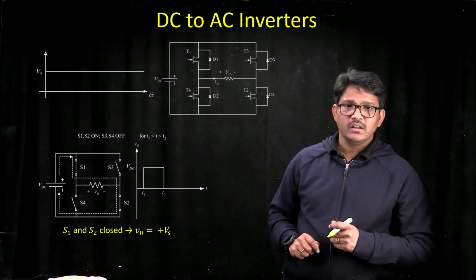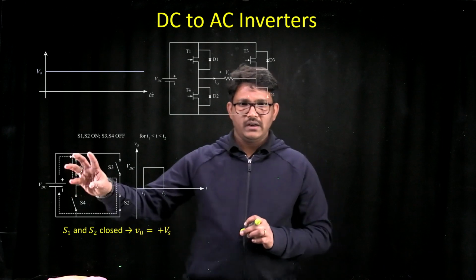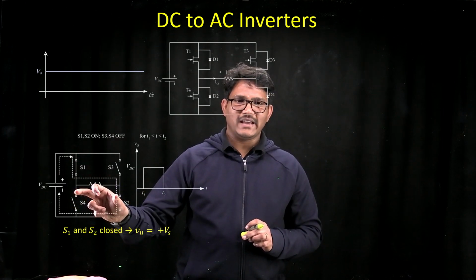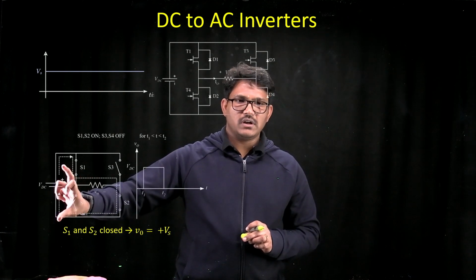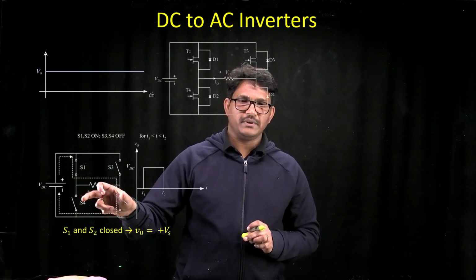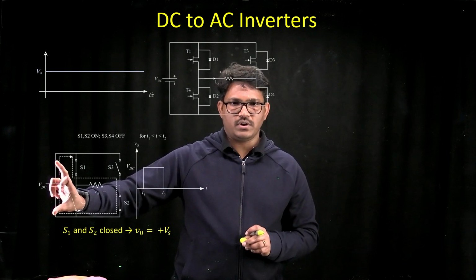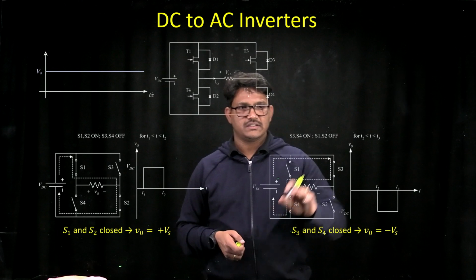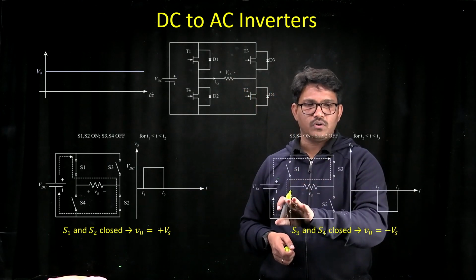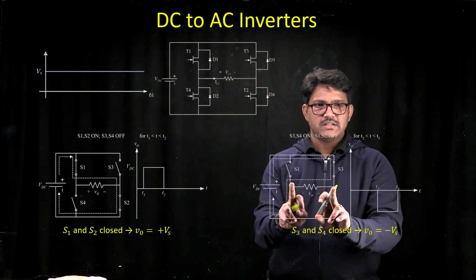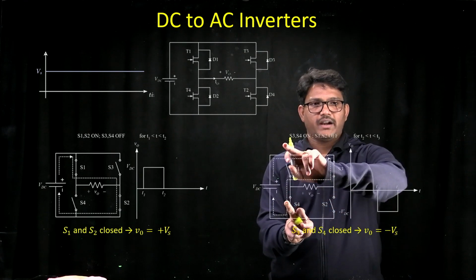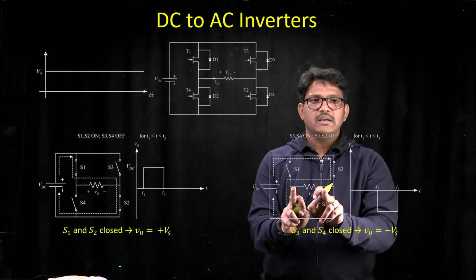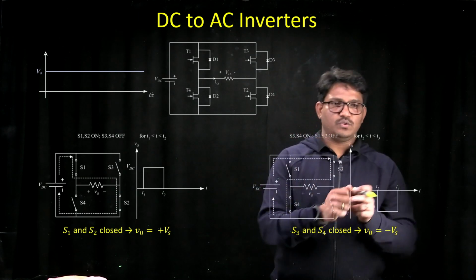So now we know that when you turn on your switch 1 and switch 2, then your load resistance is exactly connected across your source, and you get the output voltage to be the same as your DC input voltage. The other stage that we know is when you turn on your switches S3 and S4, then your output voltage negative terminal is connected to the positive of the source, where you have the output voltage to be the same as the negative of the source voltage.